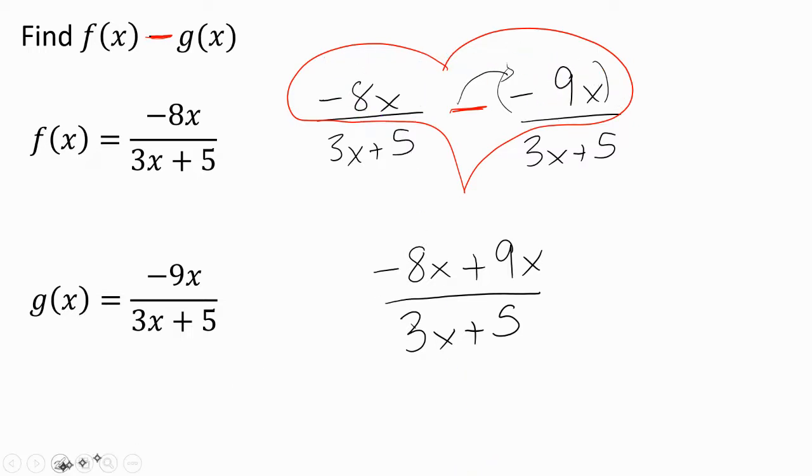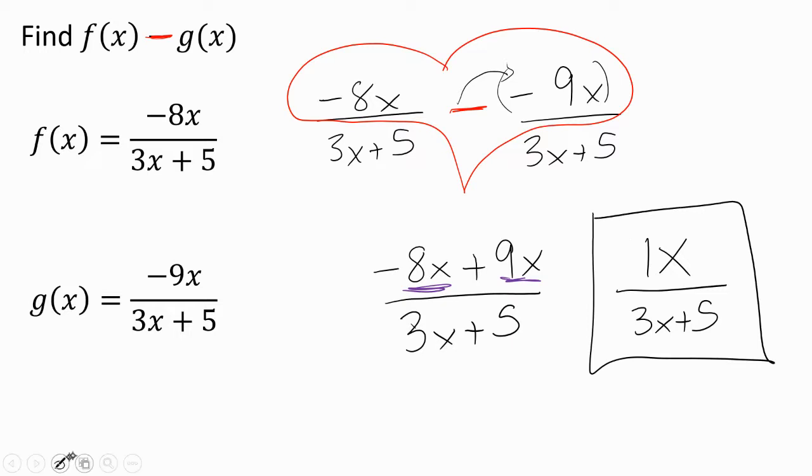All right, so hopefully you realize these things are like terms, so we actually have to combine them. They both have x's. So what is negative 8x plus 9x? That is just going to be 1x. I like to just write x. If you put the 1 in front of there, no big deal. And then over its denominator. And so this is your answer. And so you can either write that one or not.